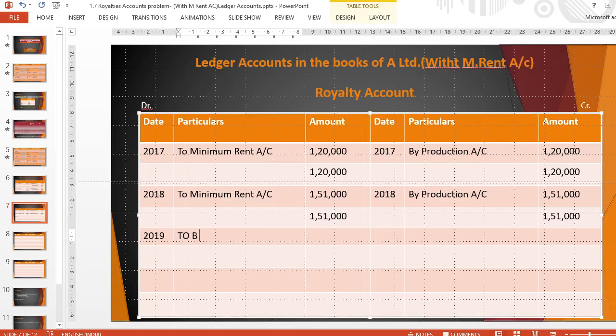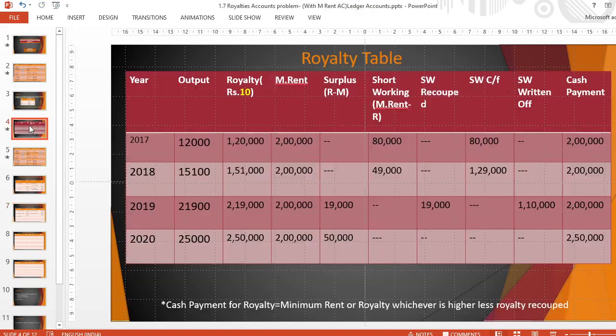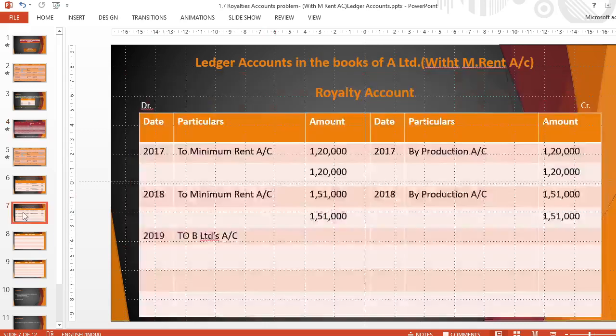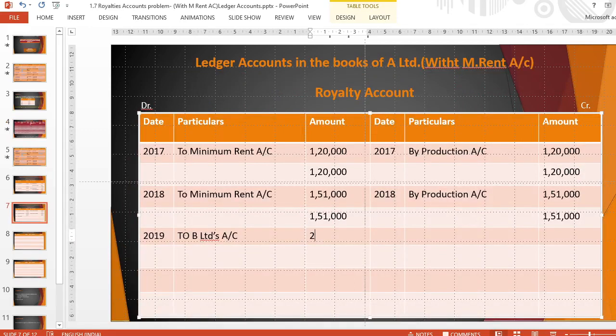Here the lesser is B Limited's account. So I need to check the royalty amount for the year 2019. Royalty amount is 2,19,000, so I'll write 2,19,000 here. Here we have not prepared minimum rent account for the year 2019, so there is a small change in our journal entries. As we have not prepared minimum rent account, the entry is royalty account debit to lessers account. But there is no change on the credit entry here. It is the same as the previous case.